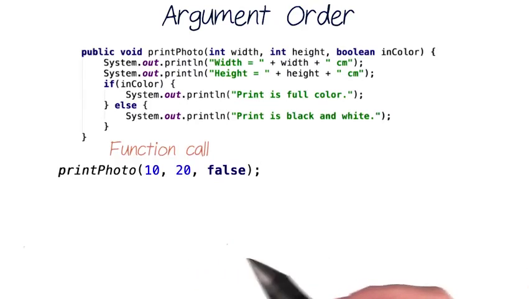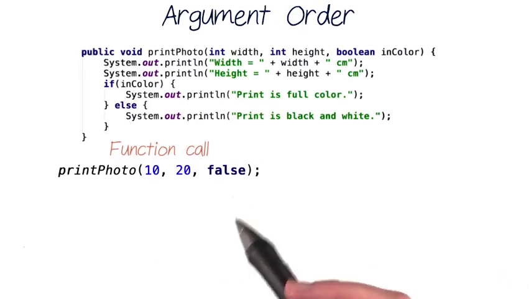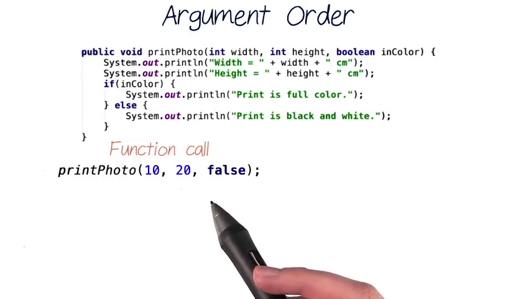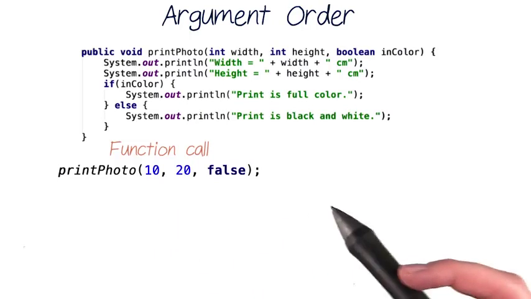Let's try calling our printPhoto function with different size and color arguments. Let's use the arguments 10, 20, and false. Can you guess what this will print out?